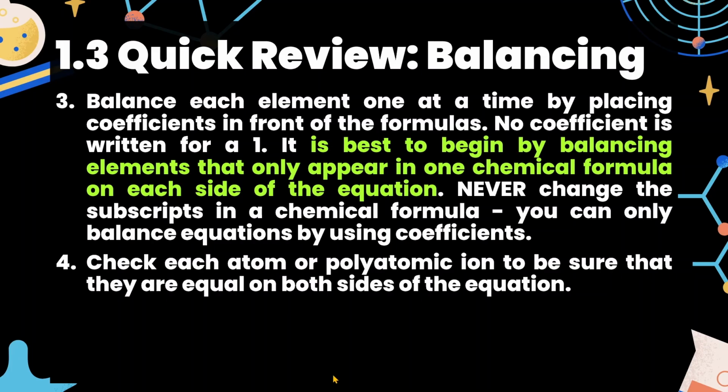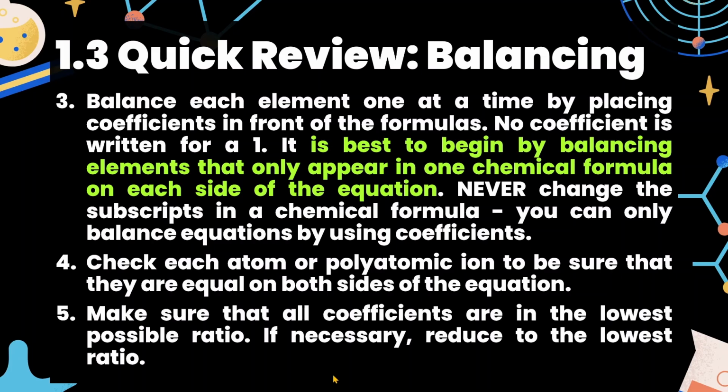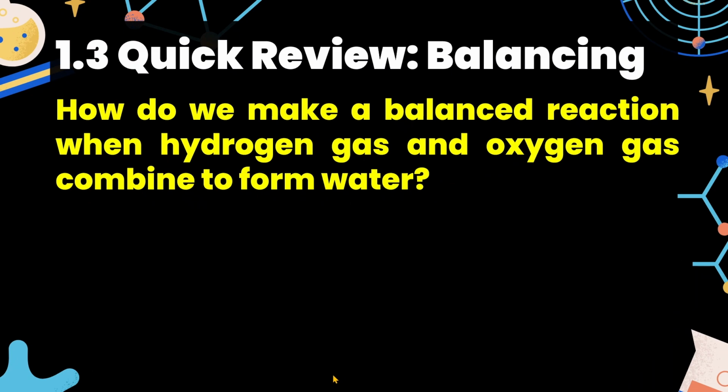And counting is, I think, an easy, basic skill for every one of us. Make sure that all coefficients are in the lowest possible ratio. If necessary, we need to reduce it to the lowest possible ratio for the reactants and the products. So these are all the five steps in balancing, and let's apply these steps in the next problem.